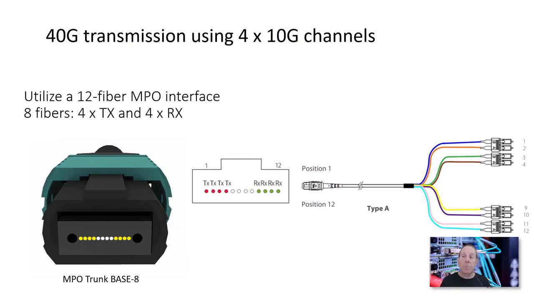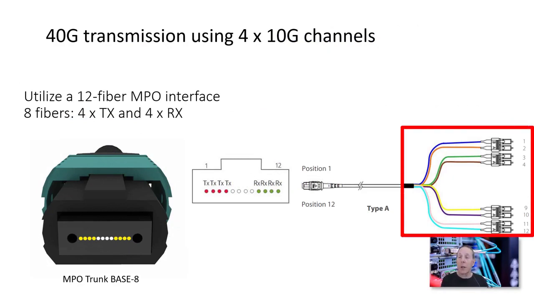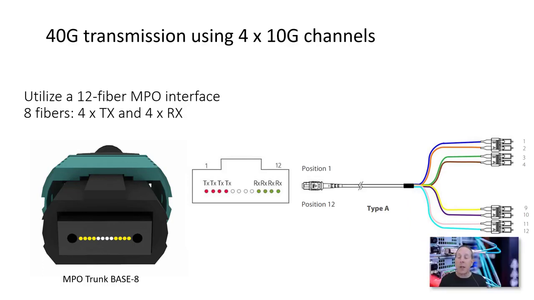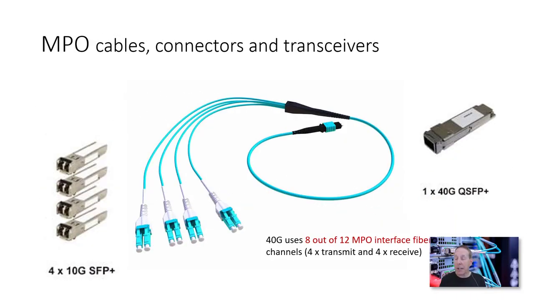Here we see the flexibility of MPO. Notice I've got a breakout cable. I've got an MPO connector on one end that's going to provide us a 40 gig transmission. It's going to use 8 of 12 fibers. 4 of those fibers will be transmit, 4 of those fibers will receive, and 4 of them will not be used at all. We're going to send that out to a breakout cable that is designed for either LC or SC connectors. So here's an example of just exactly what we showed.